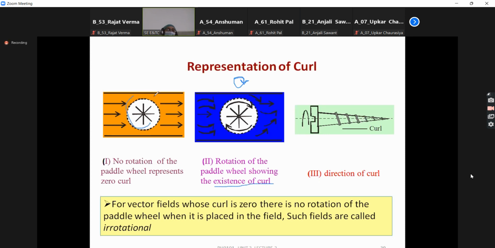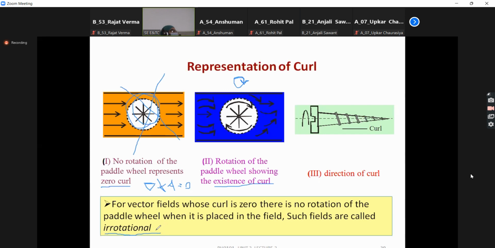अगर ये पैडल घुमा ही नहीं, if it doesn't rotate, if rotational motion is absent, then the curl is zero. Or I can say del cross A is going to be zero. So curl zero है, मतलब क्रॉस प्रोडक्ट इज जीरो. सो कोई भी फील्ड का अगर क्रॉस प्रोडक्ट जीरो आता है, उसे हम लोग बोलते हैं इरोटेशनल.